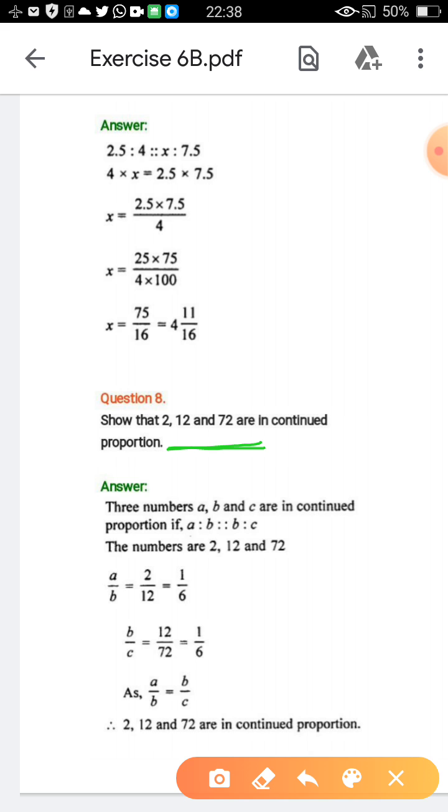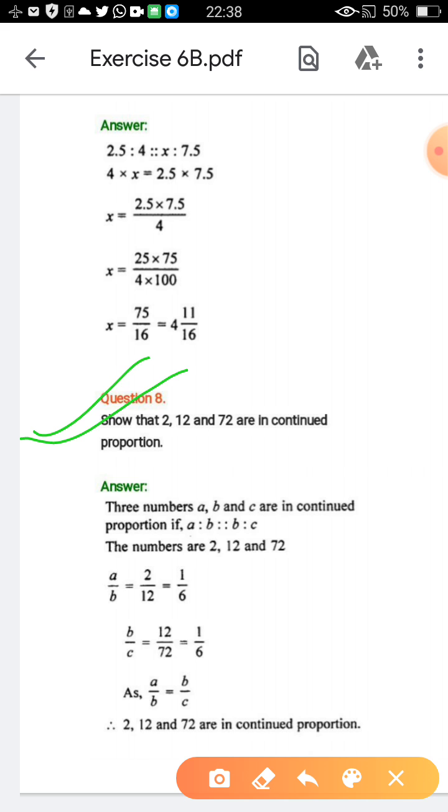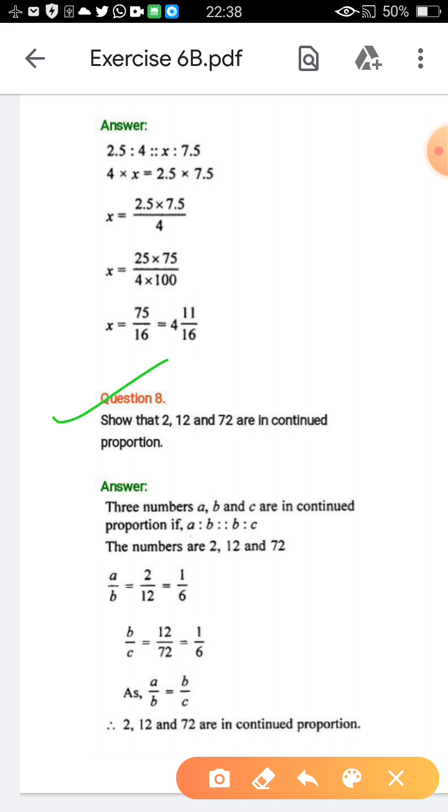So when we can say three numbers are in continued proportion, we will take that the three numbers are in continued proportion. Now we are solving this question, pay attention here, because some children are often distracted when I am explaining the problem. So see here, I am explaining question number 8. Show these three numbers are in continued proportion.